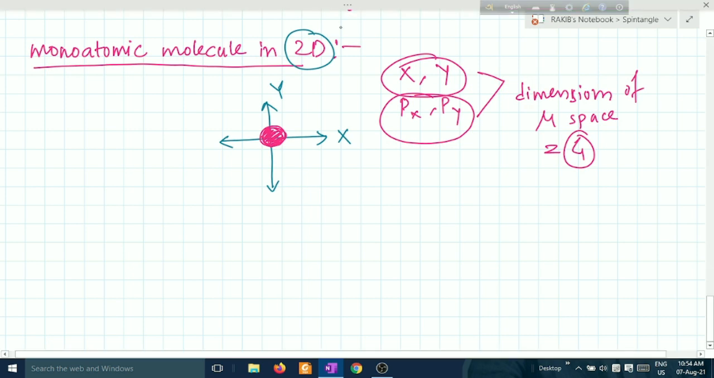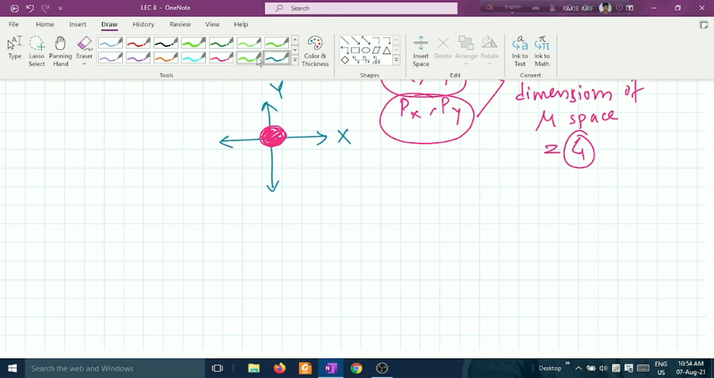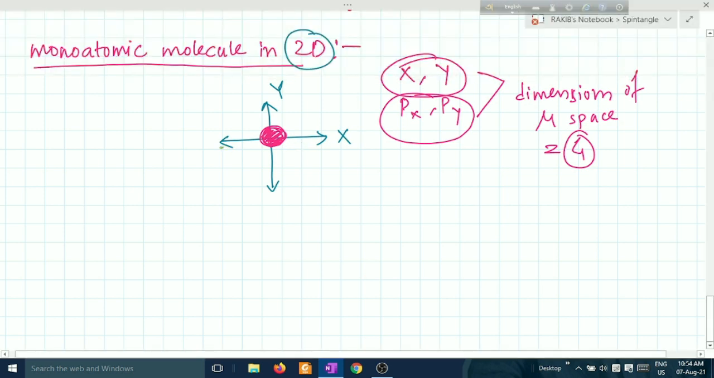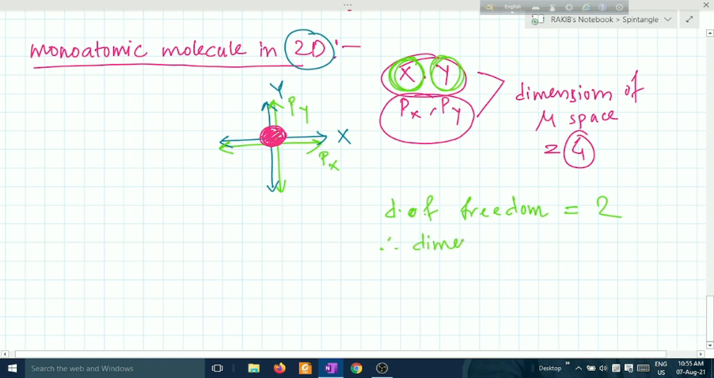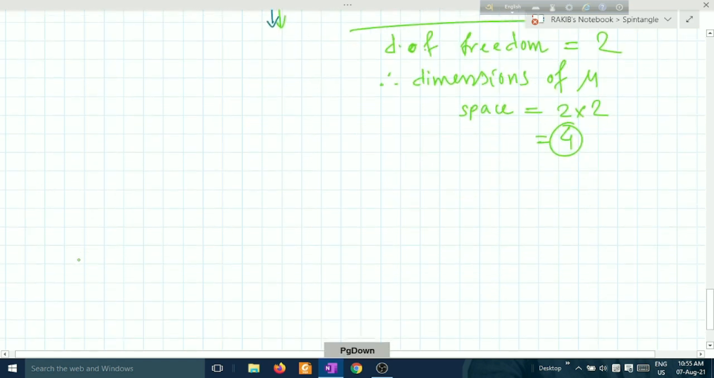If you consider this in momentum, I am giving this momentum in green color. There will be other axes of momentum, which are px and py. So the degrees of freedom will be what? It will be 2, because the particle can move in the spatial x direction and the spatial y direction. Therefore the dimension of mu space, from the formula, will be 2 times 2, which means 4. Okay, this is the general concept of dimensions in mu space.